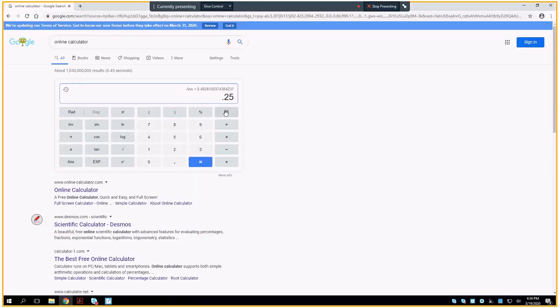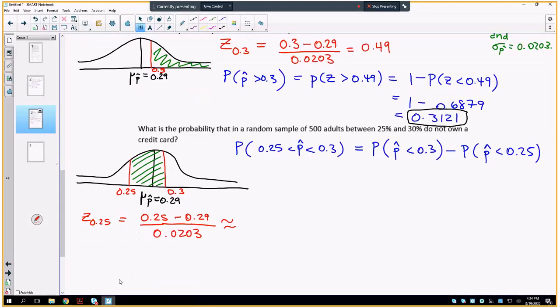So 0.25 minus 0.29 divided by 0.0203 gives me minus 1.97044, etc. But again, this is a z-score, so I'm just going to keep that minus 1.97. Use that as my z-score. Minus 1.97. And then the next decimal place was a 0, so I didn't have to round up. Just keep minus 1.97. I already know that z sub 0.3 is equal to 0.49.